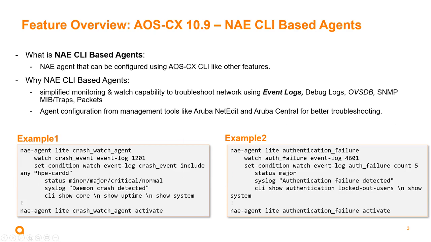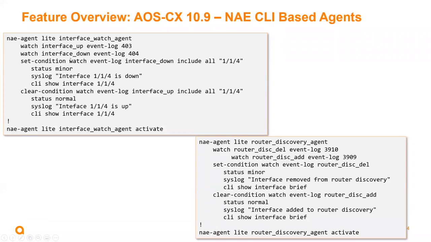Let us see some more examples with the CLI-based agent. For example, you are watching a critical interface which is connected to a powered device like a Wi-Fi access point in a branch. That is a critical port. Let us consider 1/1/1 is the critical port where the AP is connected, and you would like to get an alert at your management station, like Aruba Central or Aruba NetEdit, whenever that AP goes down. That option is also provided on the web UI. So all three interfaces are very important. The Aruba web UI for AOS-CX is very rich, and you can access these alerts through the web UI, or through Aruba NetEdit or Aruba Central.